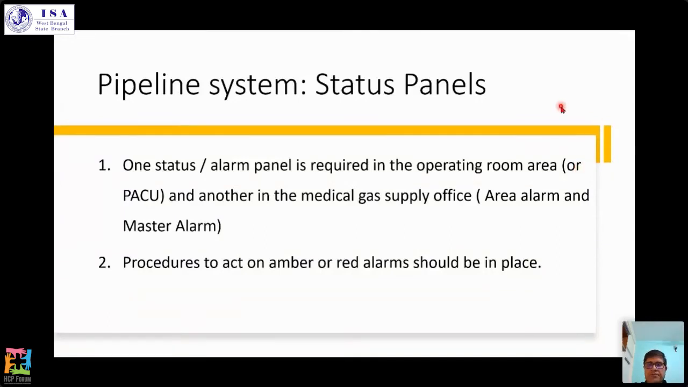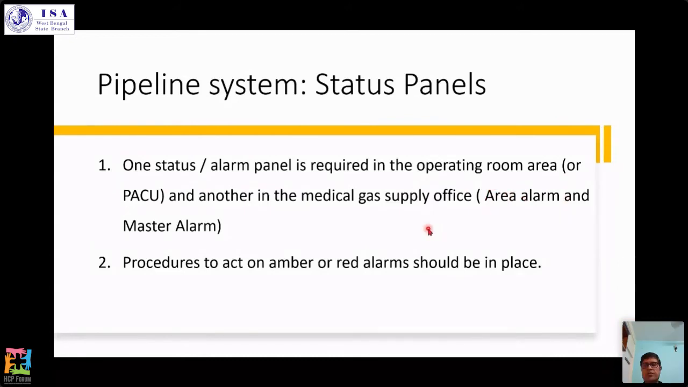Now, status panels, which tell us about the pressure in the system. We need to have one status panel along with an alarm panel. Usually the status panel contains an alarm panel. That means it tells us the status and also gives out an alarm if certain conditions are fulfilled. We need it for the operating room area or the packing room. That means places where the supply of gas is very critical. And another is the gas supply office, which can be called an area alarm and the master alarm.